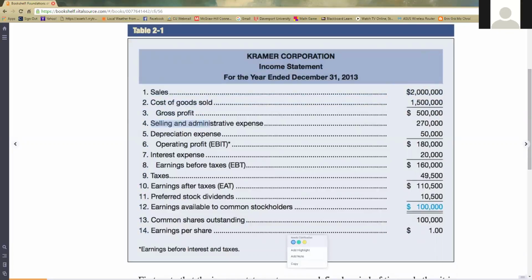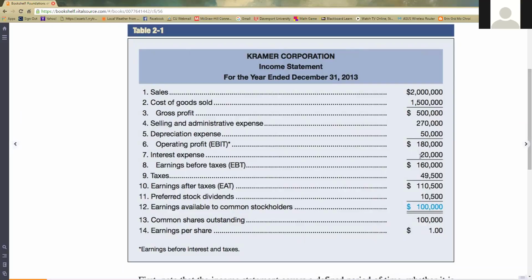Then they list some expenses. And this is kind of more like a category of expenses. All the selling and administrative expenses, depreciation, operating profit. I called it operating income. And they also call it EBIT, earnings before interest and taxes. You see, interest comes after and taxes comes after. So it says if we stop and subtotal before we paid interest, or before we showed how much interest we paid, and before we show our taxes, this is what our total would be, $180,000.